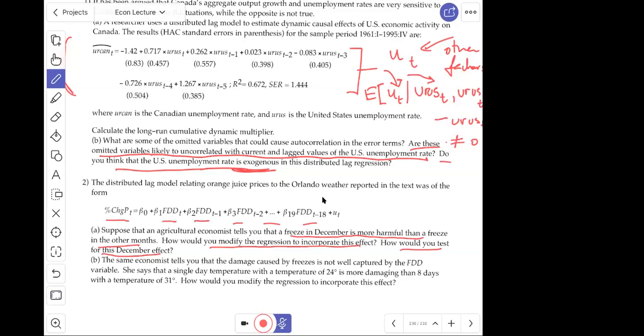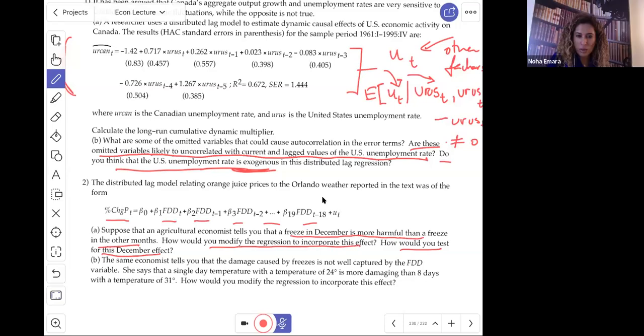If someone is telling you that December is the most important month, okay, let me make it easier for you. In the example on the slides, we were testing whether months, January, February, March, and so on, matter. We had a dummy for each month. This dummy takes one if it is January, zero otherwise; two if it is February, zero otherwise; three if it is March, zero otherwise. So we had a dummy that reflects the months. Now, in this question, I'm asking about one specific month. If I want to test the effect of a specific month, what do you think you can do?